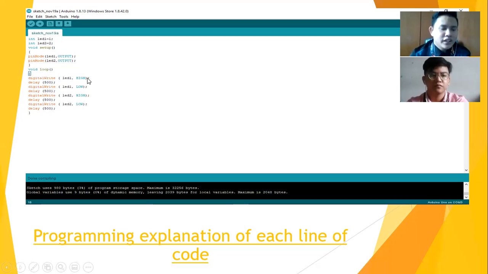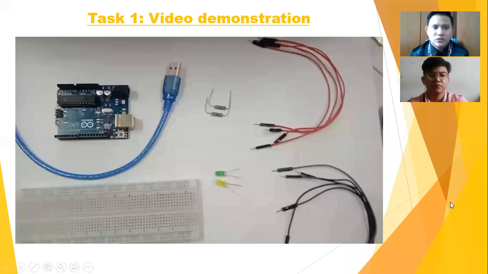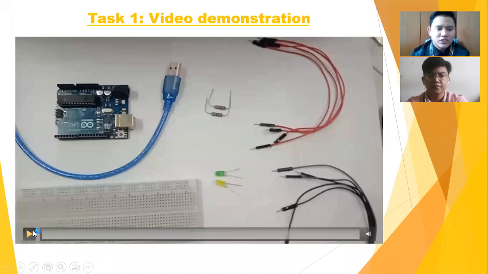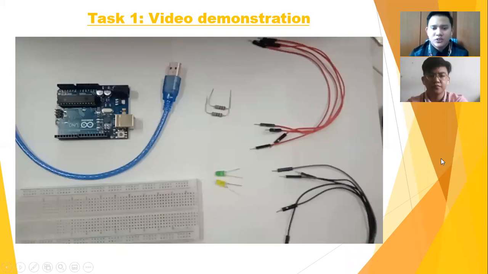This means when LED one is high, LED two will be low. When LED one is low, LED two will be high. The delay is 500. So we are done compiling and uploading to the Arduino Uno. So this is our video demonstration. You can click this button to see our video demonstration. So I will pass to the next slide to Fabian Tiong, my friend.